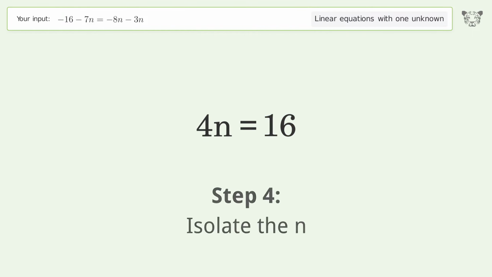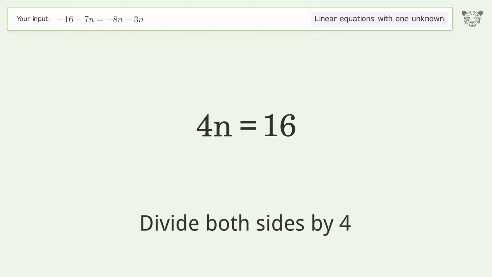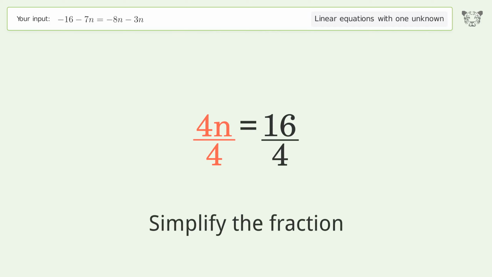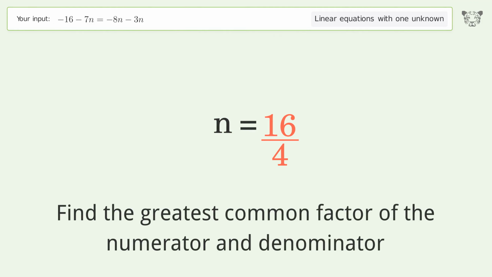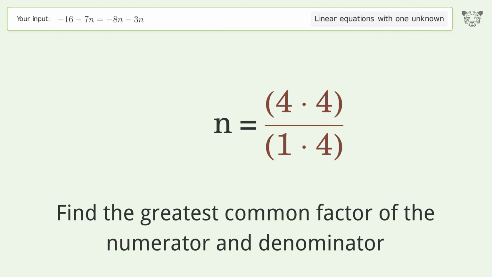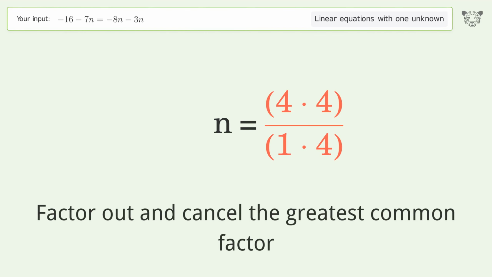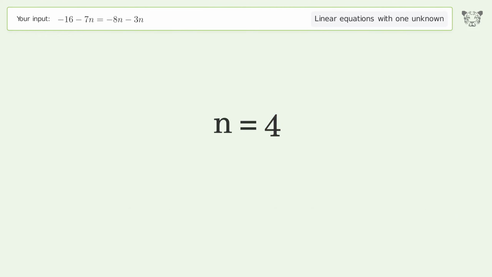Isolate the n. Divide both sides by 4. Simplify the fraction. Find the greatest common factor of the numerator and denominator. Factor out and cancel the greatest common factor. And so the final result is n equals 4.